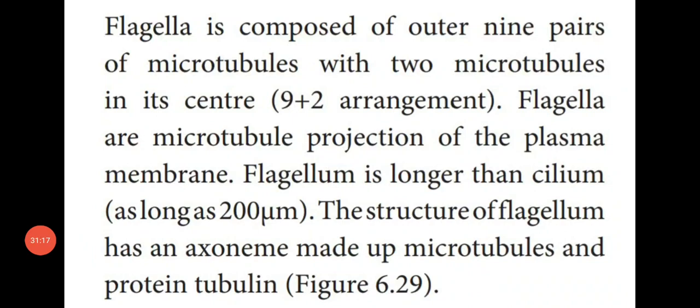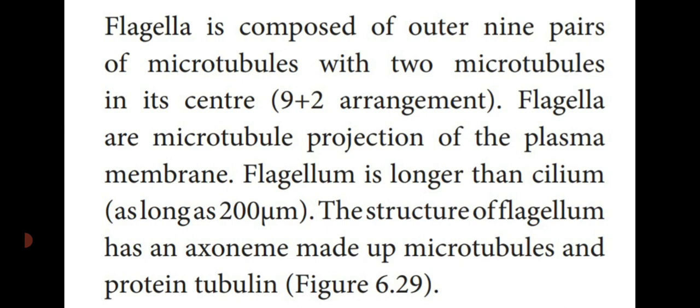This eukaryotic flagellum is composed of 9 pairs of microtubules with 2 microtubules at its center. So 9 pairs of microtubules are present in the eukaryotic cell: 9 on the outer side and 2 at the center. So the 9 plus 2 arrangement of the eukaryotic flagella is an important 1 mark question.